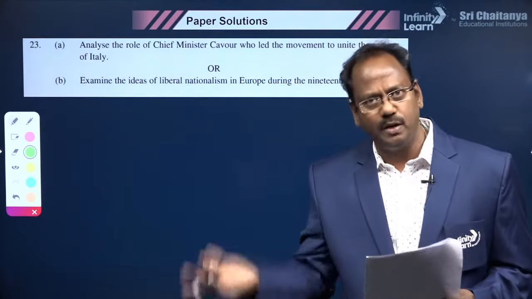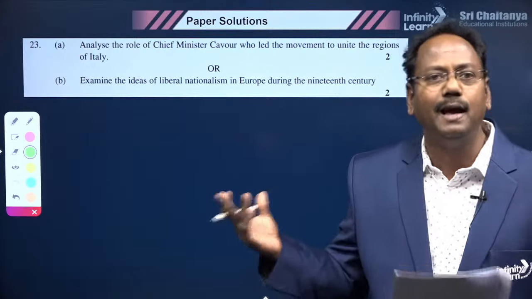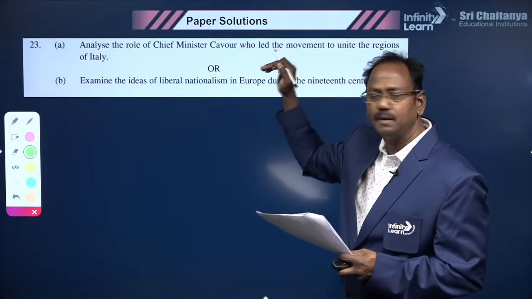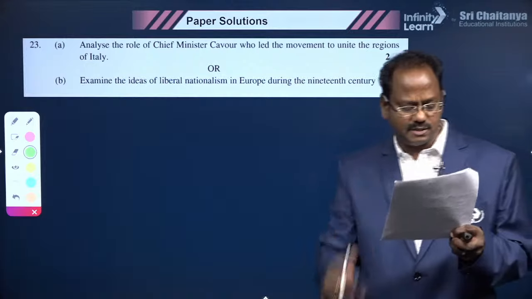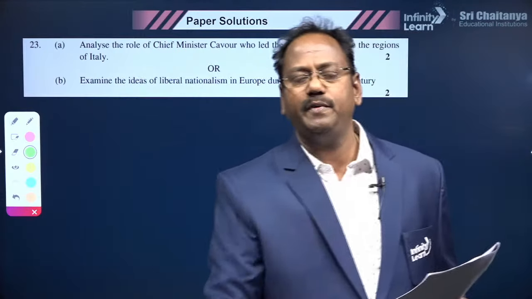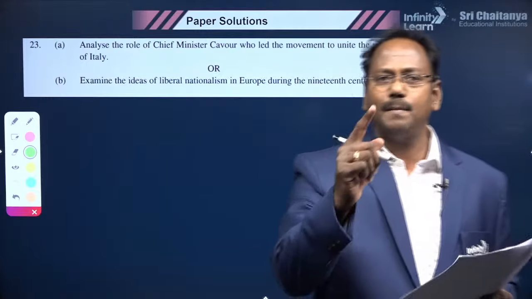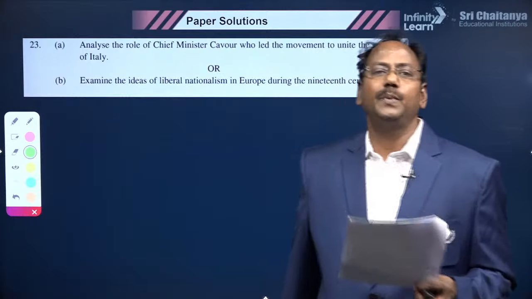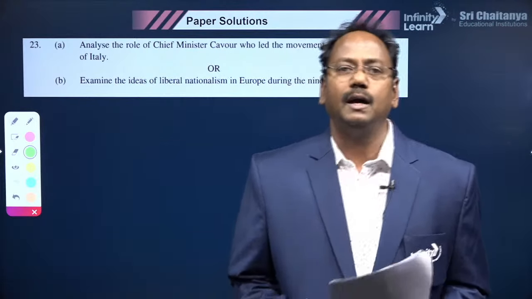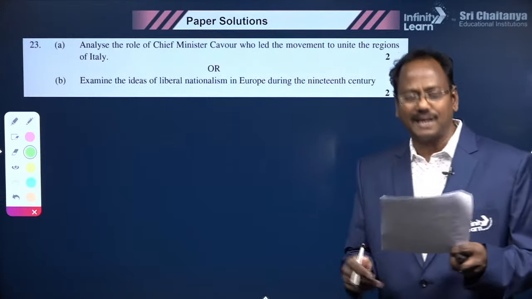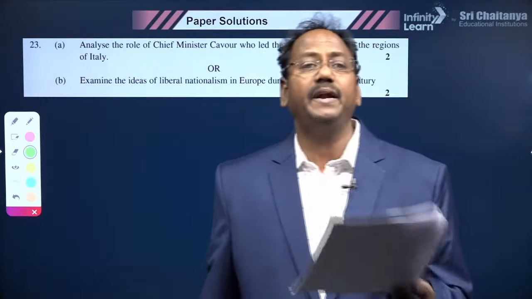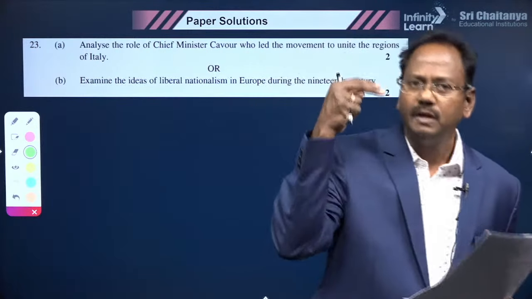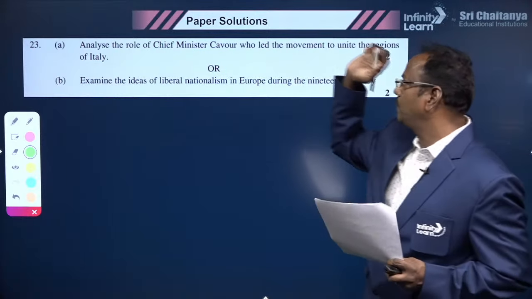Then later, as we know very well, King Victor Emmanuel and Garibaldi helped in the unification of Italy. But the role of Chief Minister Cavour was very important in two cases. A tactful diplomatic alliance was made with France. He made a tactful diplomatic alliance with France. Plombières was one of the conferences, and it was engineered wonderfully by Cavour for the unification of Italy. And the second one, Sardinia-Piedmont succeeded in defeating Austrian forces in 1859. So these were the two most important levels of the unification in which Cavour's role was very important.